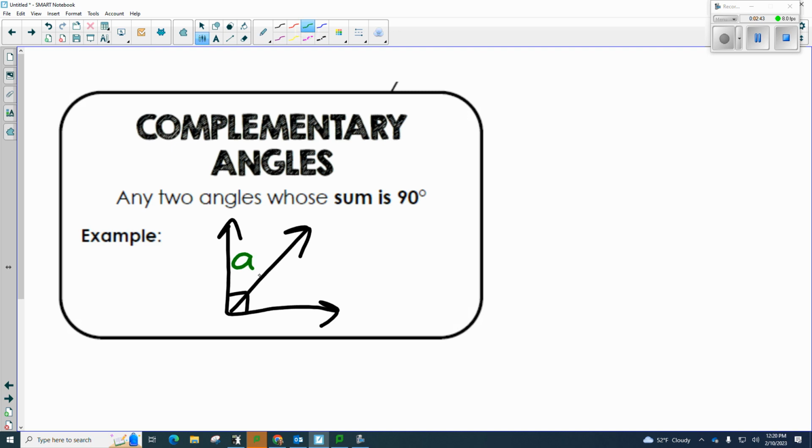Okay, and I'm going to call this one angle A and this one angle B. Oops. That B came out kind of funny. Okay, so if I was going to write an equation, whatever is in angle A, I would add to whatever is in angle B, and I know that the total is going to be 90 degrees, or the sum is 90. Okay, so that's how we will set up an equation for complementary angles.